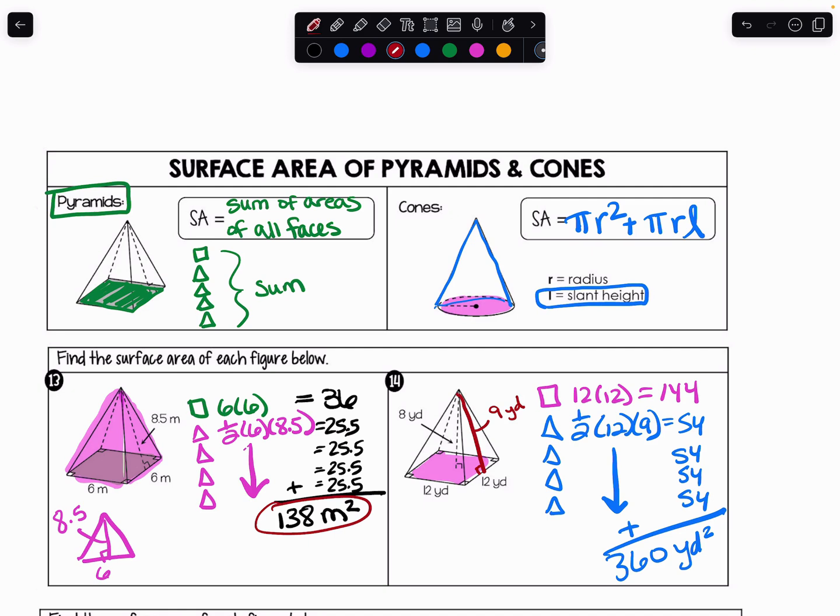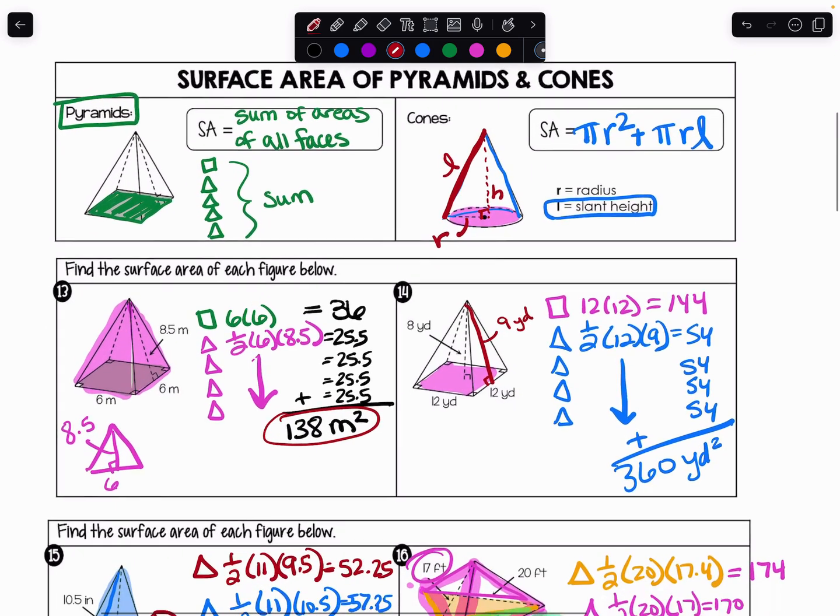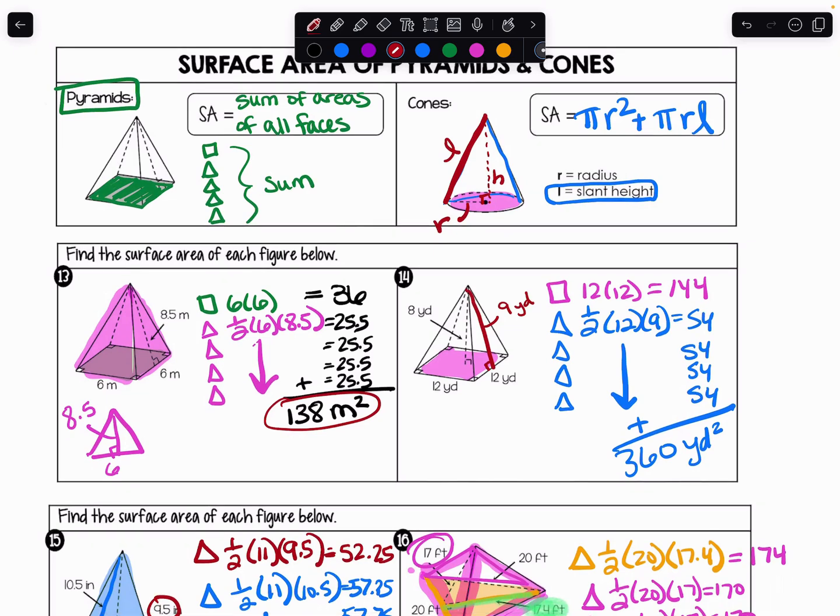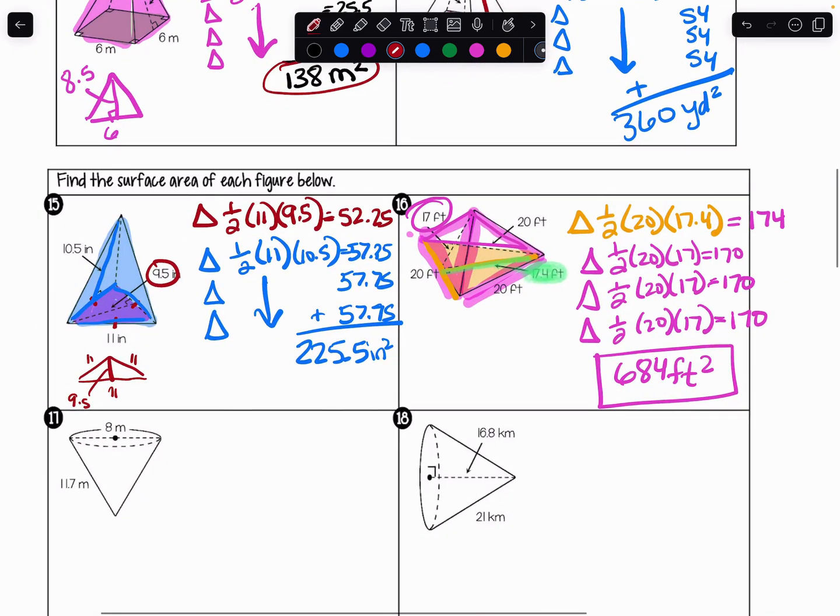The slant height is this measurement from the point to the edge of the circle, which is different than the height, which is this. So this would be the height. This would be the slant height. This is going to be our radius. So we're going to use that formula that we are going to memorize to do this. The surface area of a cone is the area of the circular base, which is pi r squared, plus pi times radius times slant height.